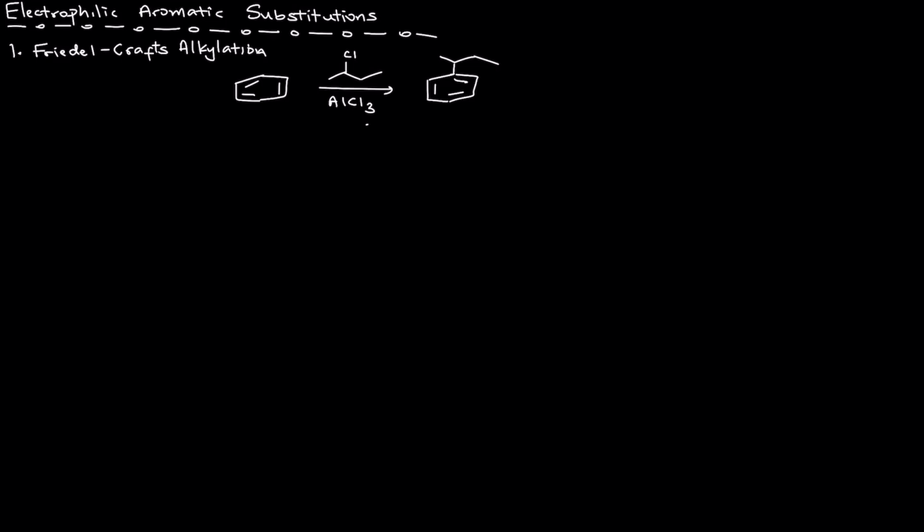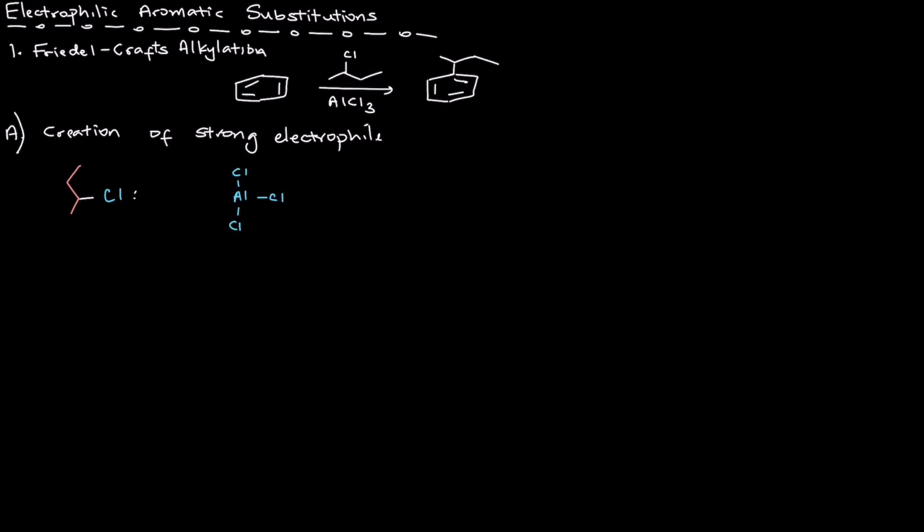So it's important you remember that name. Friedel-Crafts Alkylation is essentially an electrophilic aromatic alkylation reaction. So here's an example. We take your benzene, you react that with 2-chlorobutane in the presence of aluminum chloride. You essentially add the butyl group onto that benzene at the same position in which that chlorine existed.